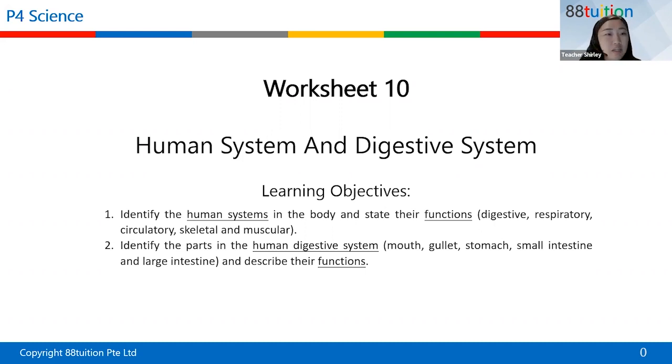So today, as you can see, the learning objectives are to identify the human systems in the body, and then also to state their functions. Generally, at primary 4 level, you're only required to know 5 body systems. Of course, there are more than that, like your nervous system, endocrine system, your excretory system. But for primary 4 level, you only need to know 5, which are your digestive, respiratory, circulatory, skeletal, and muscular. So these are the 5 that you need to know.